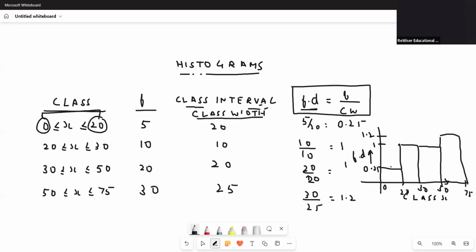Now, another important part: if I join the midpoints of these vertical bars through a line, I'll get a line figure like this. This figure is known as a frequency polygon, or in statistics it is even known as an ogive. So if they ask you to draw a frequency polygon or an ogive, you first have to draw the histogram and join the midpoints of the vertical bars to get that line diagram, which is known as a frequency polygon or ogive. So please note this down.